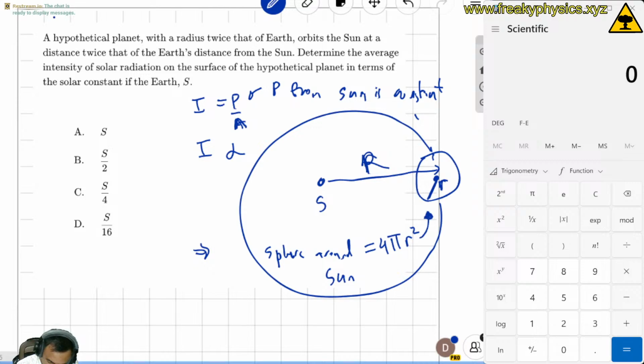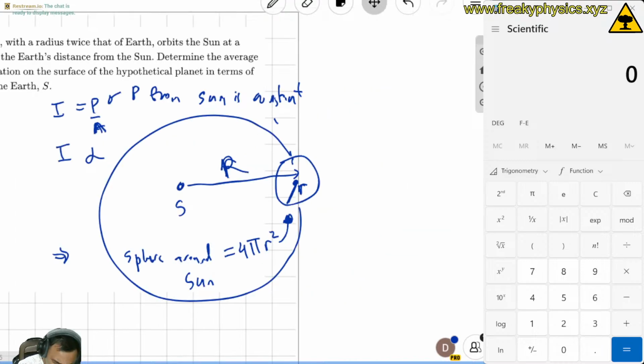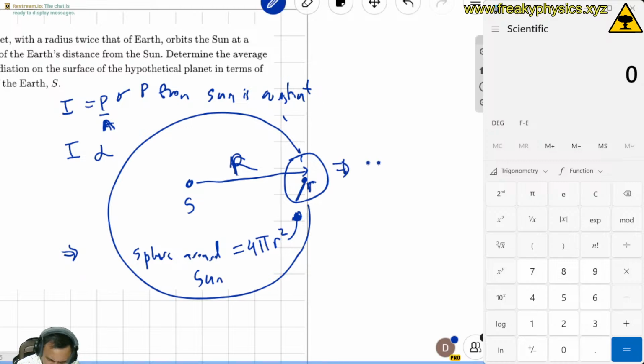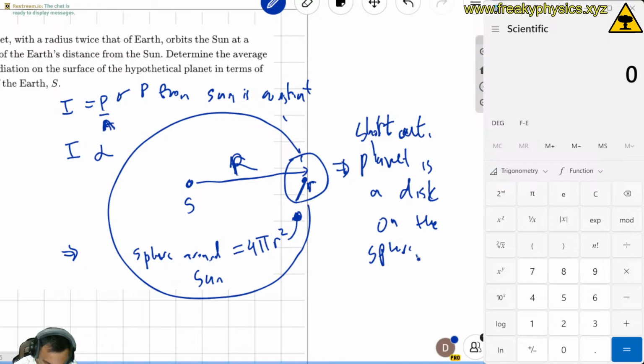And then we're gonna put this in here. We're gonna look at this as a shortcut here, and the shortcut would be: the planet is a disk on the sphere. Okay. So what's the area of that disk on the sphere? In this case, that's gonna be pi r squared. So the area of the planet is gonna be pi r squared in this case.